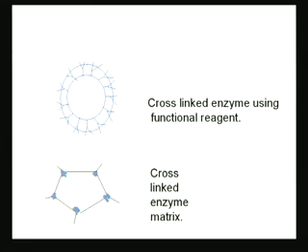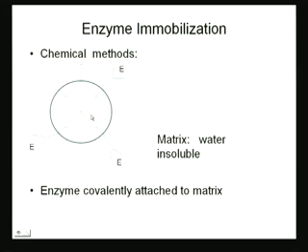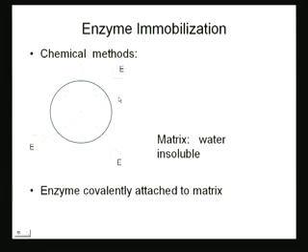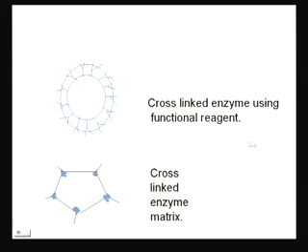Other chemical methods of enzyme immobilization are cross-linking of enzymes. If you compare with this one, this is a much tighter arrangement in the sense that the enzymes are cross-linked. As is more or less obvious from the picture itself, the enzymes are cross-linked with a functional reagent embedded in the matrix, which allows the enzyme to cross-link to it. As a result, it will be a much tighter arrangement.